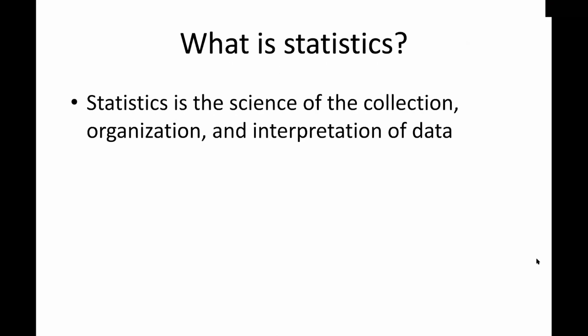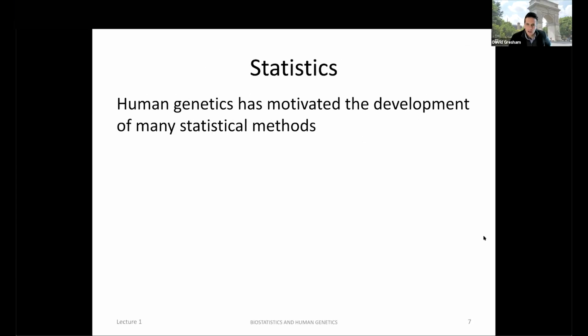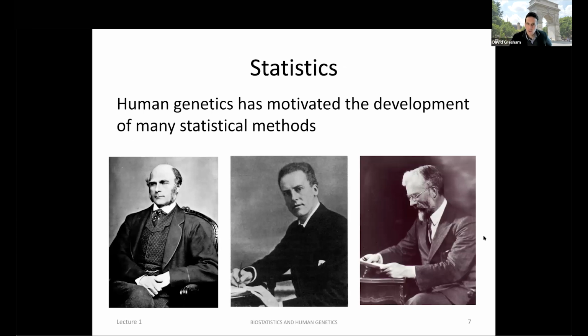So what is statistics? Statistics is the science of collecting, organizing, and interpreting data. And if we look back through history, human genetics has motivated the development of many statistical methods. We're looking at 3 of the individuals who were most associated with many statistical tests that we're going to learn about. This is Francis Galton, Karl Pearson, and Ronald Fisher. They were primarily human geneticists who were interested in asking questions about human inheritance.